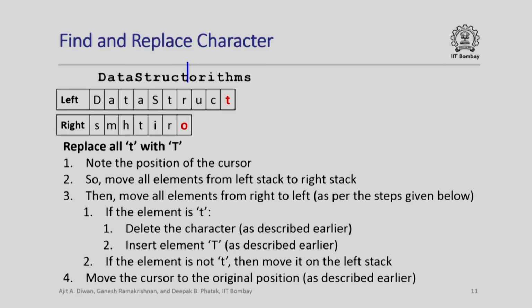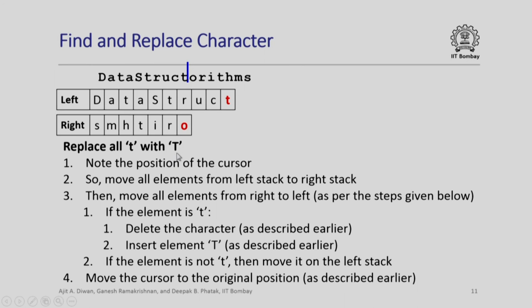We will now look at a special functionality which is often required in a text editor, namely finding and replacing a character. Consider the current state of our text. It says "data struct orithms", because we have already edited part of it. This will be my left stack and this is my right stack. Now, suppose I want to examine whether there is any small character t in my text and replace it with a capital T.